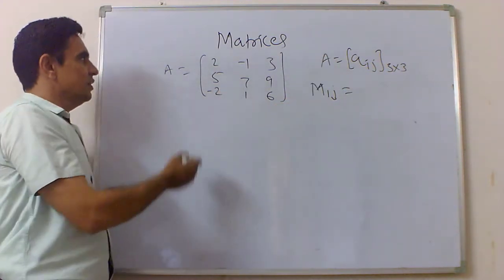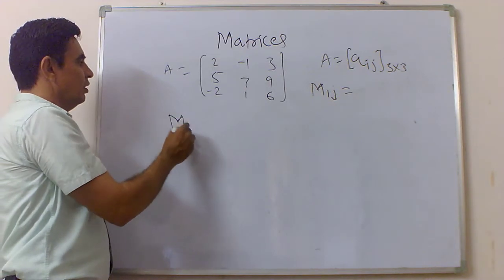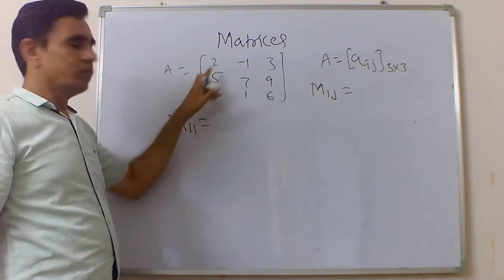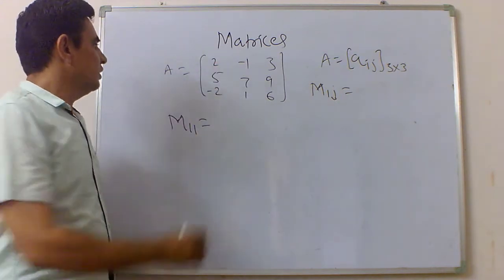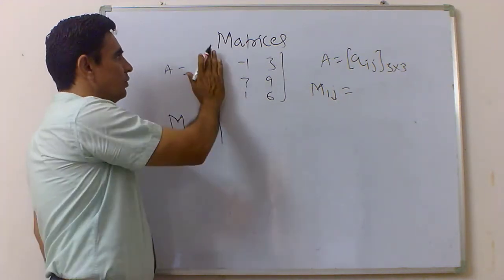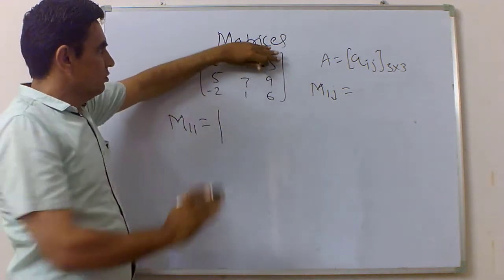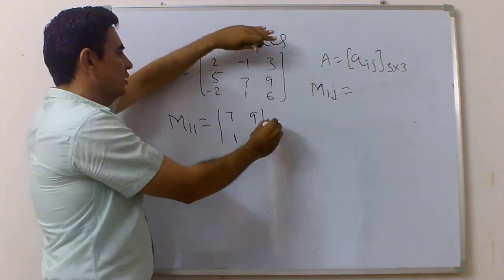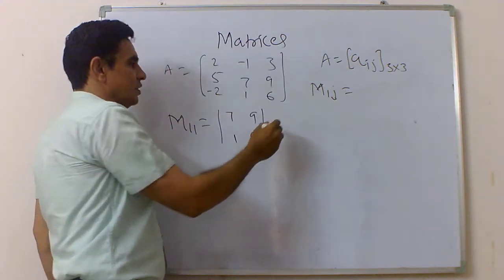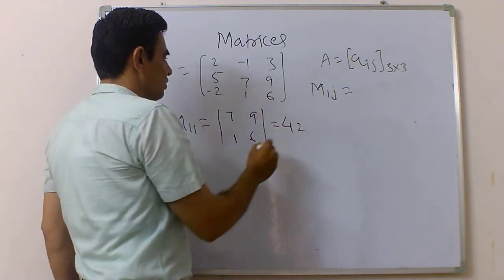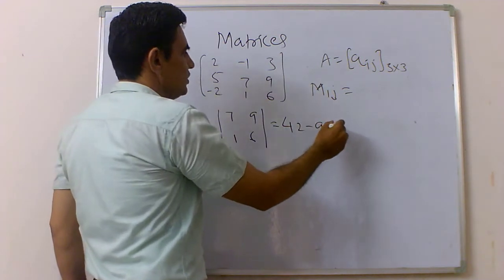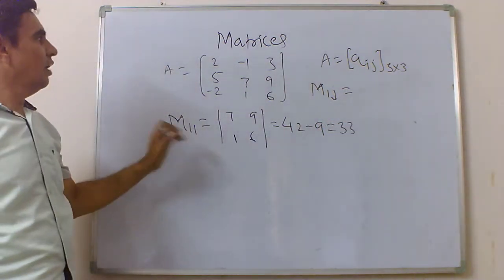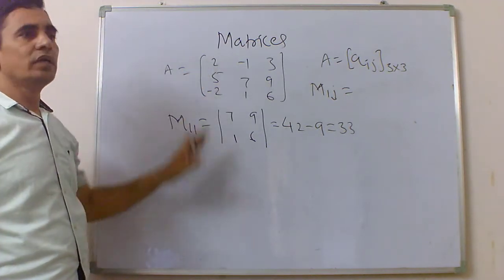See here, for example, M11, that is the minor of element 2, minor of A11, is equal to the determinant obtained by deleting the first row and first column: 7, 9, 1, 6, that is equal to 7 into 6, 42 minus 9, that is equal to 33. This is the minor M11, that is of element 2.